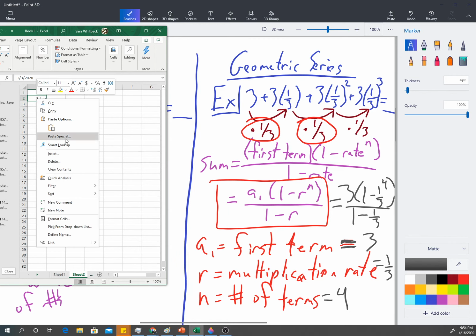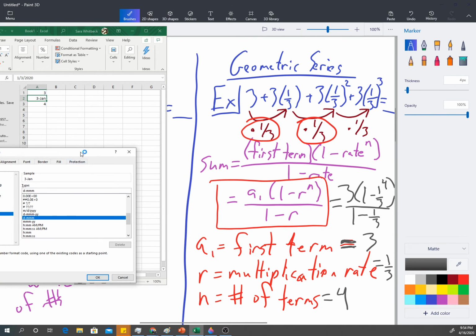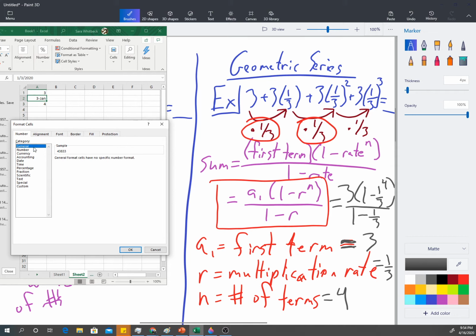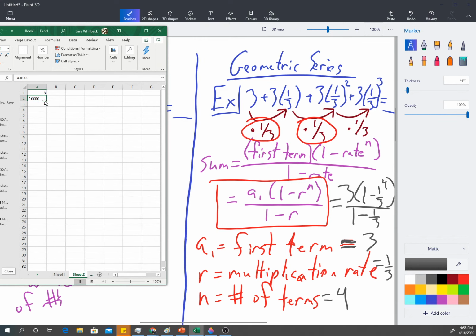I'm going to go to Format. So I right-click, go to Format Cells, and I want to change it to a number. Actually, let's leave it as a fraction. Okay, now I'll need to rewrite that one, because it usually changes the date into a fraction or into a number.